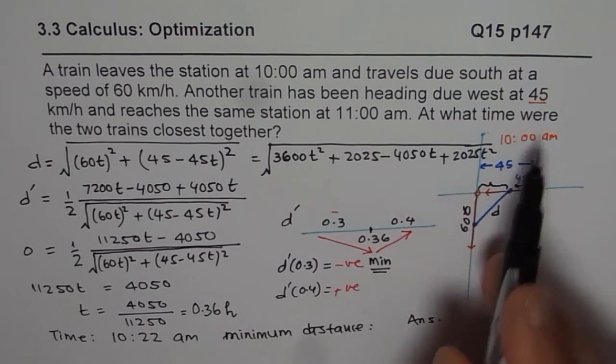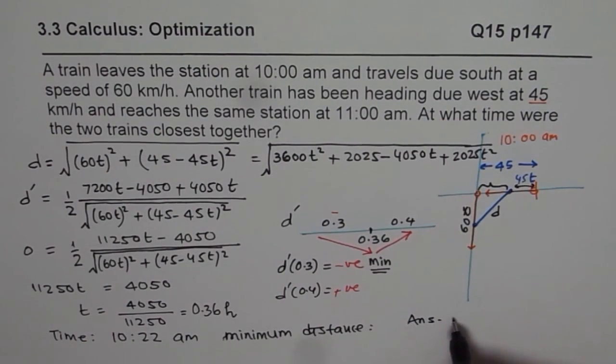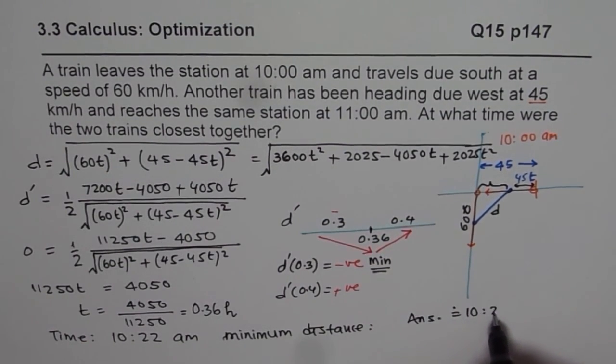These steps are extremely important to show to get the answer. Therefore our answer is, it says at what time were the two trains closest? The time was approximately 10:22 a.m. They were closest.